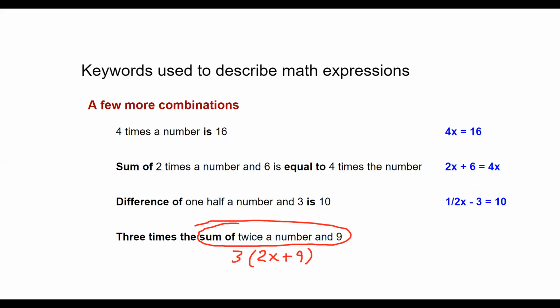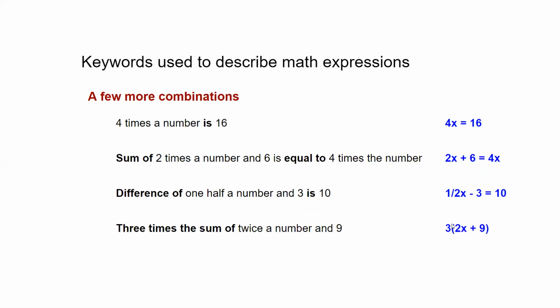So let me clear that off, and hopefully that's what we get. 3 times, and then in parentheses, saying we better do that first, 2x plus 9. That's what we get for that one. Now, I know that I've gone through this very quickly, but you can always go back and watch it again, pause as need be, and make sure that each one of these examples makes sense to you.